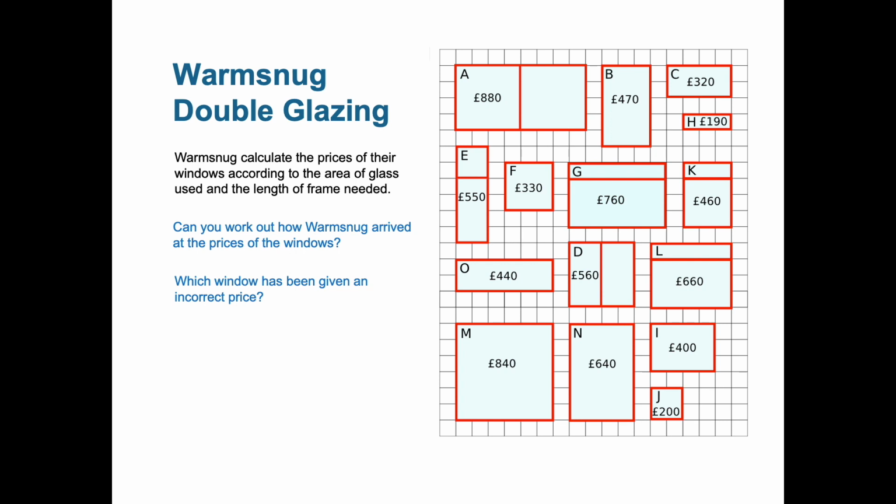Here's the problem again. We've just looked at developing an equation for the cost of window A based on the cost per unit squared of the glass, G, and the cost per unit length of the framework, F. Your son or daughter could look at some of the other windows and try and develop similar equations and see if that is a possible way of working out the solution to the problem.